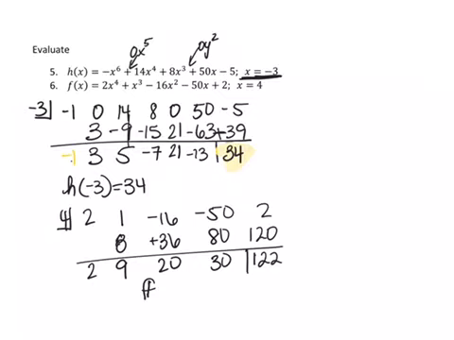So F of 4 equals 122. And you can do this by plugging them in and doing 4 to the 4th power times 2, but it takes so much more time, and you're not going to have a calculator tomorrow.